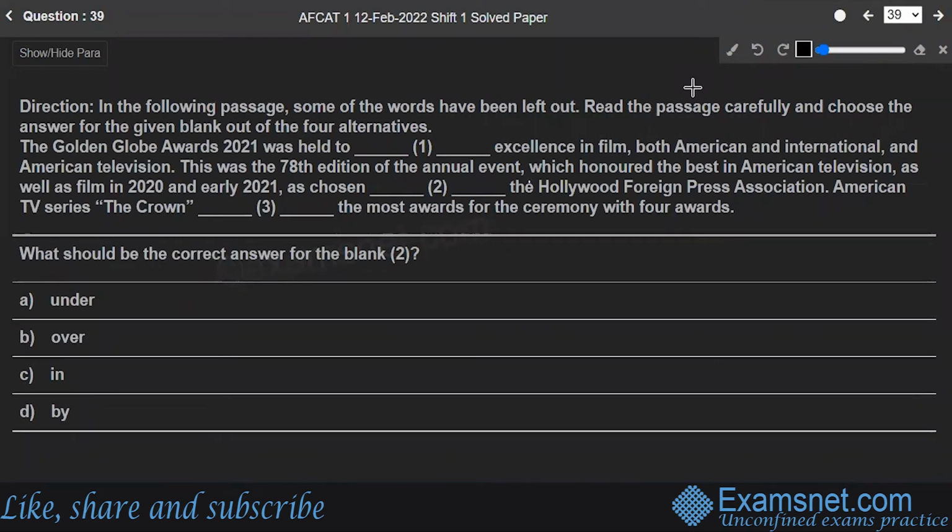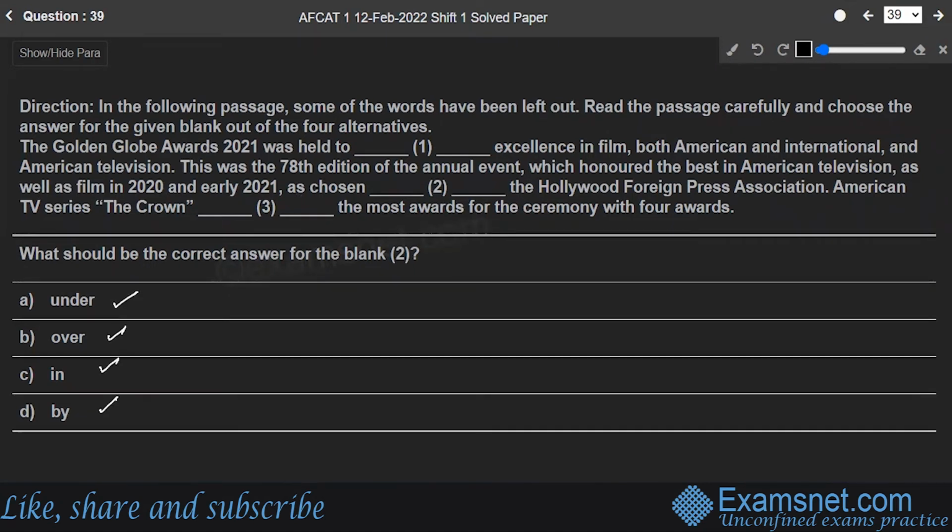So let's start with question number 39. Now you have to fill in blank two. Let's read it. It says: This was the 78th edition of the annual event which honored the best in American television as well as in film in 2020 and early 2021, as chosen dash the Hollywood Foreign Press Association. What will come in blank two over here? So let's see the options. The very first one is under, over, in, or by.